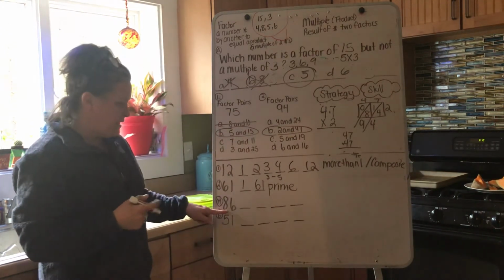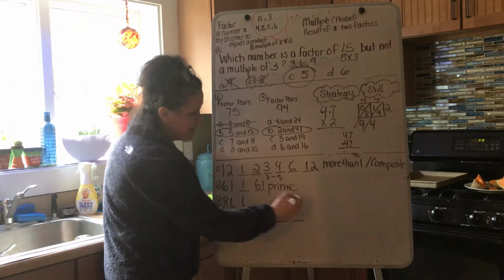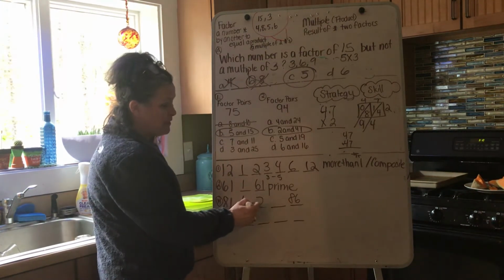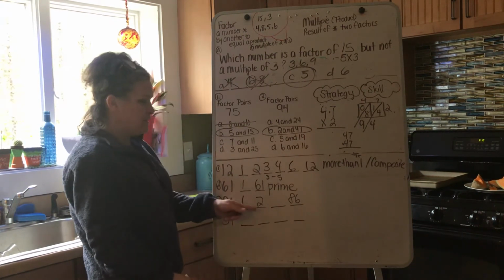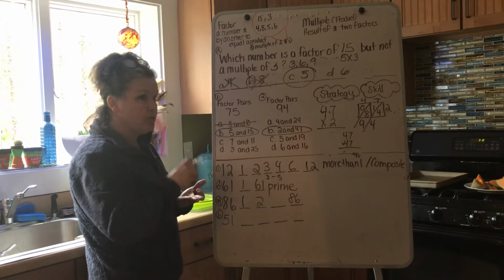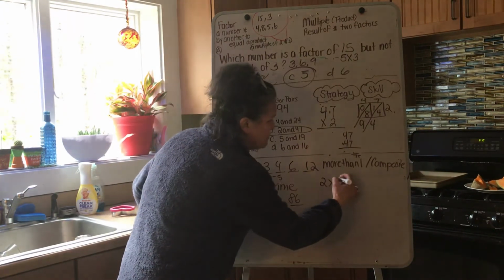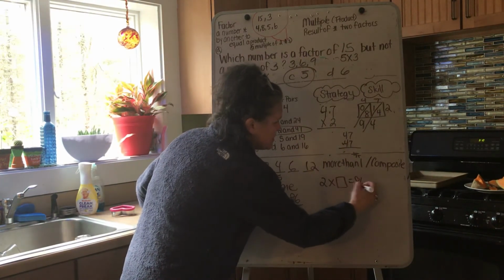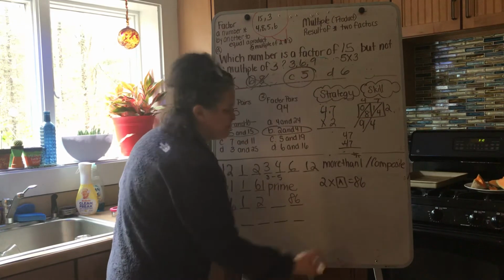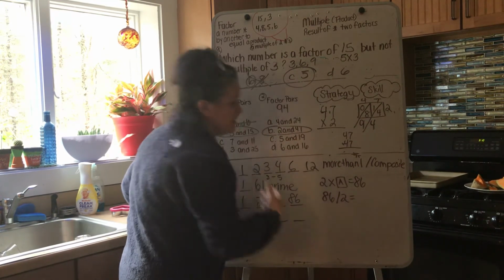All right, so 86, even number. So I know 1 and 86. I also know because it's an even number, it has to work with 2. Well, this is not going to be a basic math fact, so I got to put in a little work. I have to figure out 2 times what can get me to 86. So I can write 2 times what equals 86. So I'm going to put a variable in there. That's great. Or I can say 86 divided by 2 equals what number?